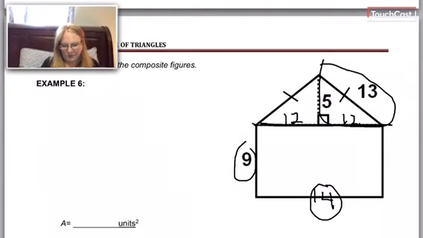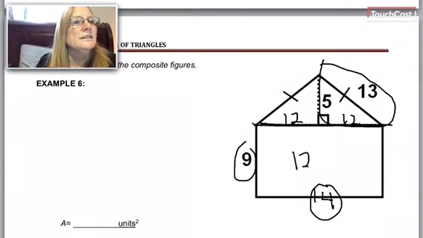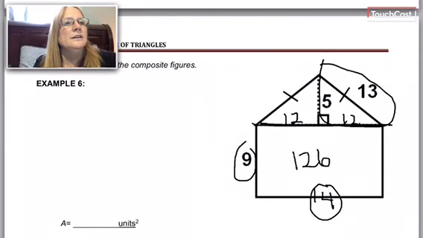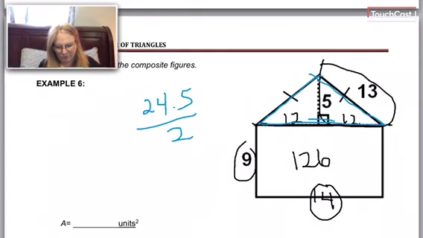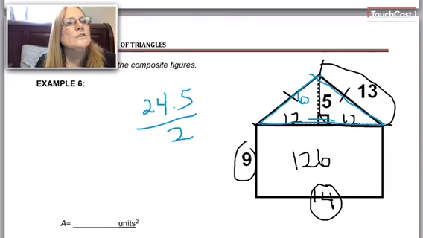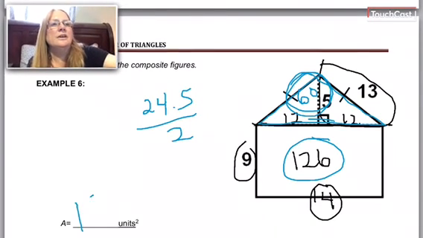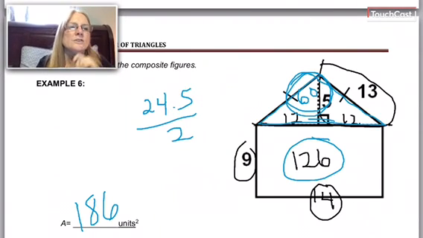So the bottom is just 14 times 9, and that's 126. And now we will find the area of this triangle, base times height divided by 2. So we have a base of 24 times 5 divided by 2, and that is 60. So for the composite, you add 60 and 126, and the area is 186 square units. So just split it up to where you can find the area of the two different shapes.